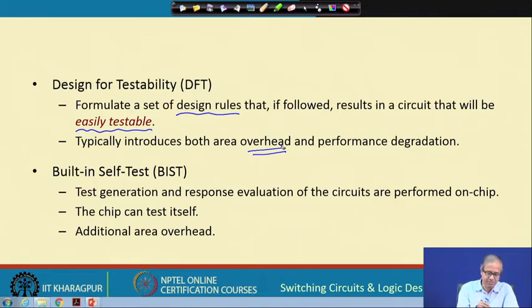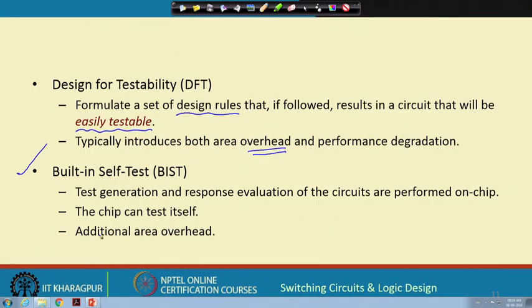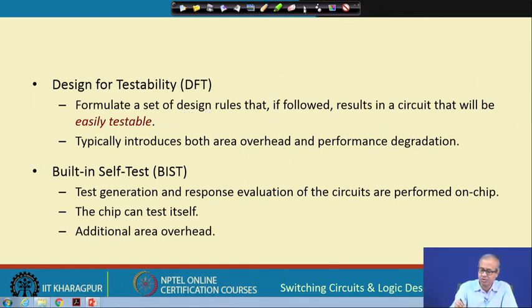And finally, you have something called built-in self-test, where when you fabricate a chip, some testing hardware is also fabricated inside the chip itself. The chip can test itself. From outside, you need not do anything. The chip will tell you that I am good or I am bad. So, these are the different processes that we typically talk about during the process of testing.